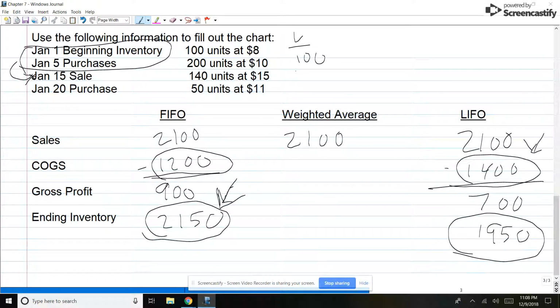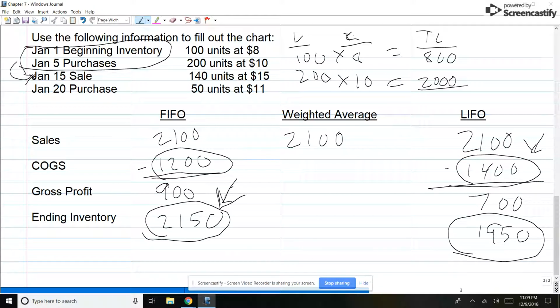The U is for units, and we multiply that by the cost of each unit, so 8 and 10, and we multiply those two together, and we're going to get total cost. So 100 times 8 is 800, and 200 times 10 is 2000. Now we're going to total this column and this column. All we did was figure out that we have 300 units in our inventory before we're selling something, and that our inventory costs 2,800.